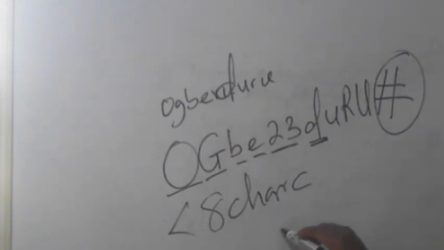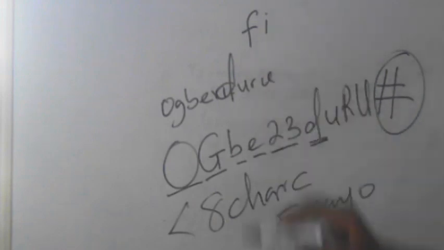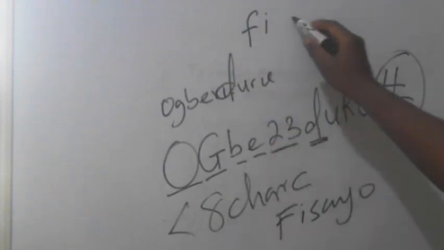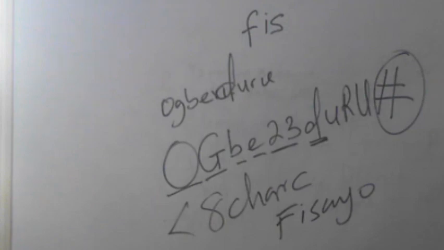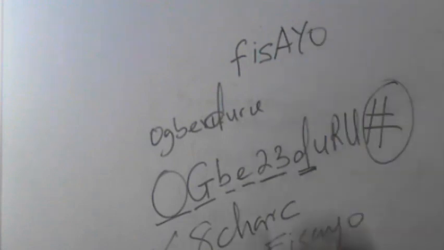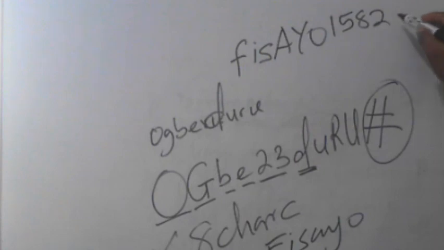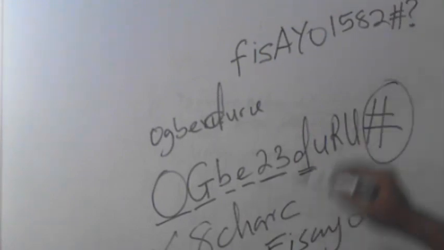You can just do something like, okay, if my name is Fisayo and this is my name, I can decide to use my name as my password by going small letter i, small letter s, small letter f, small letter i, small letter s, and then the I in my name is all capital, alright, and then I add a series of numbers that I can remember, like 1582, and then I add a hash and a question mark.